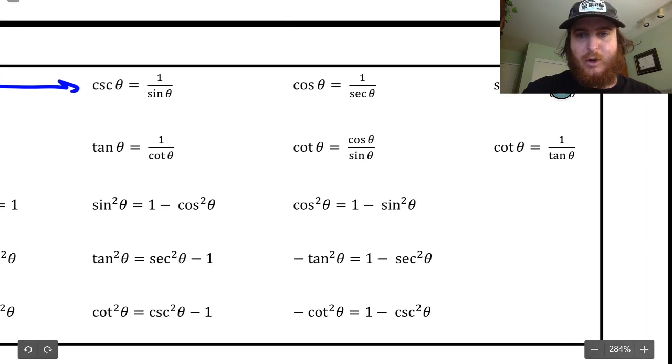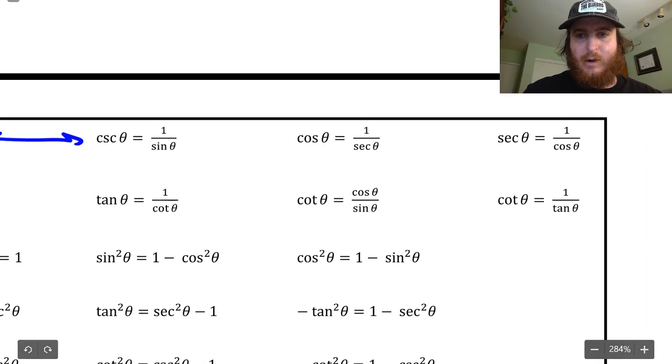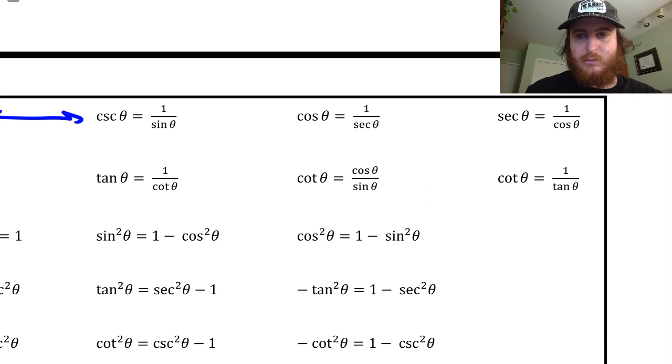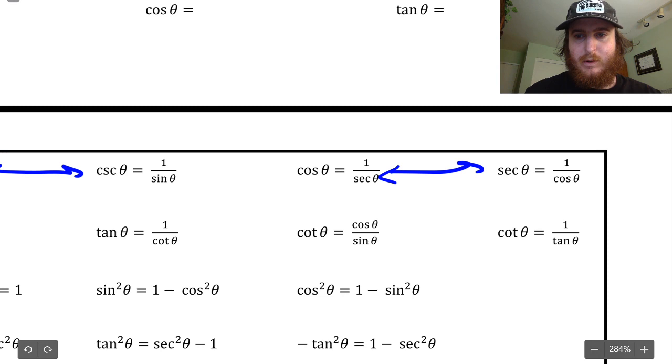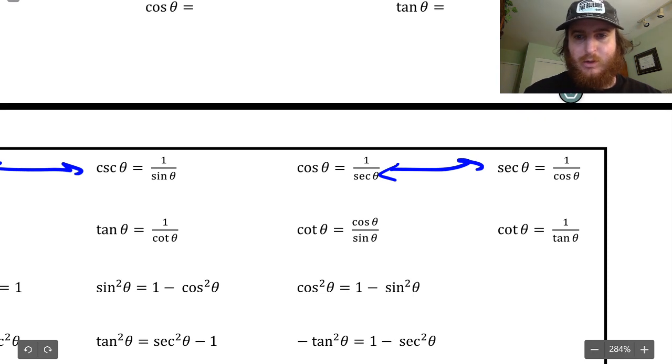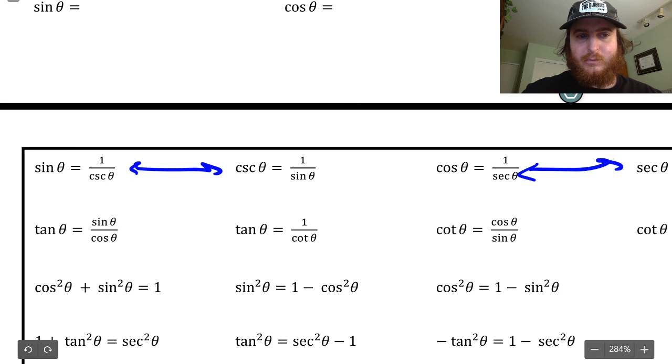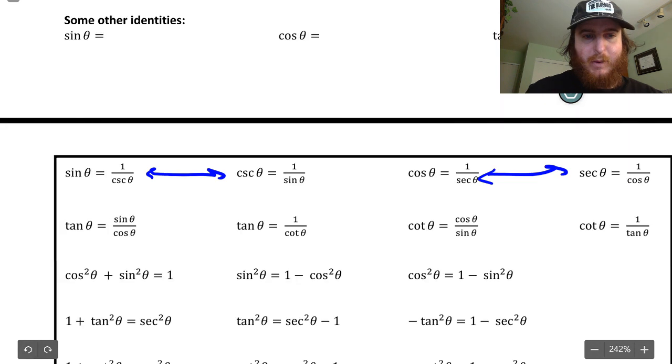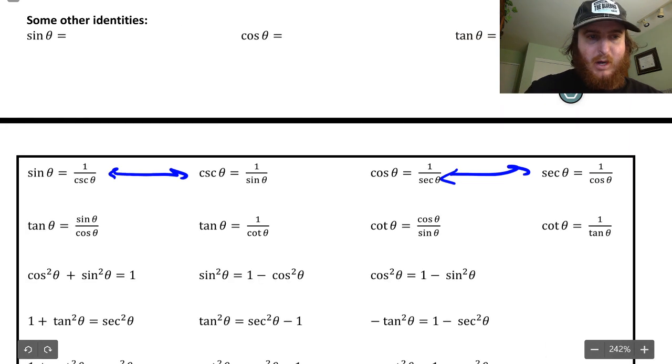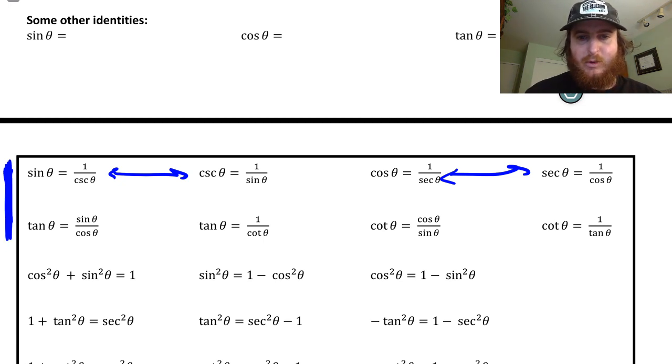Cosine theta is 1 over secant, or we can write that secant theta is 1 over cosine. So those work both ways. All right. Now, if you want to pause the video, these top 2 lines, that's everything that we just looked at. You can copy those down or you can do it later. But that's everything that we were just looking at.